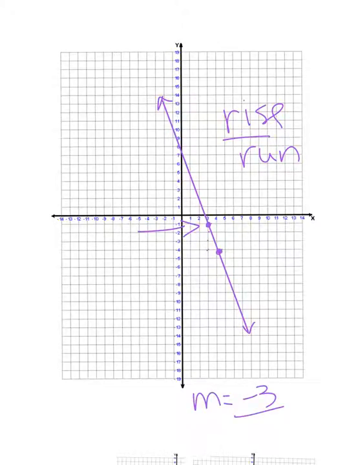And I happen to go to the right one, and to the right one is positive. So my slope of that line is negative 3, which again makes sense. I start top left and go bottom right.